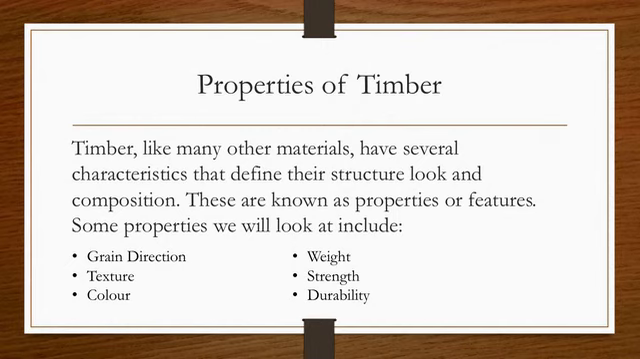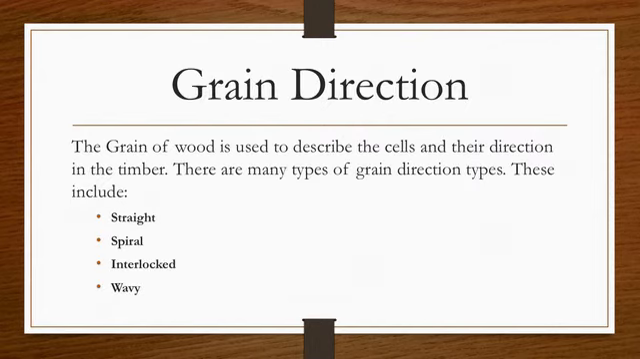So the properties of timber. Timber, like many other materials, or to specify, building materials, has several characteristics that define its structure, look, and composition. They speak to how they're built, how they may appear, and what makes them up. These are known as properties or features. Some properties that we will look at include grain direction, texture, color, weight, strength and durability. So here we go.